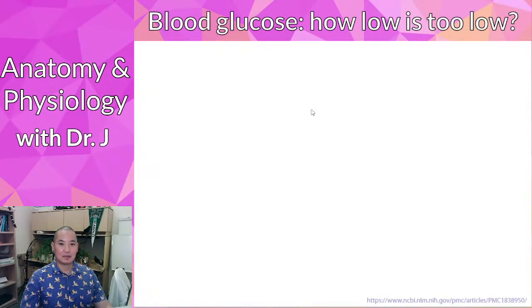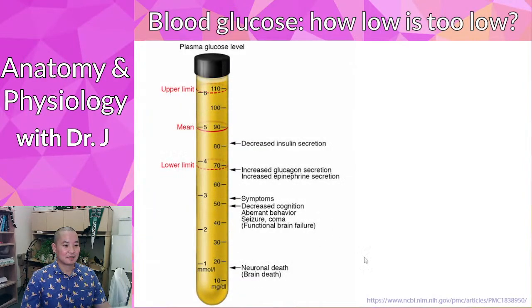Now, how low is too low? When are you in danger, like Ralph there? Well, this is the plasma glucose level, the concentration of glucose in your blood. If we're using the 110 over 70 cutoff right here, you actually don't get symptoms until you're a little below that limit. So you might be feeling fine, but you're technically hypoglycemic, but you want to intervene before you start getting the symptoms.